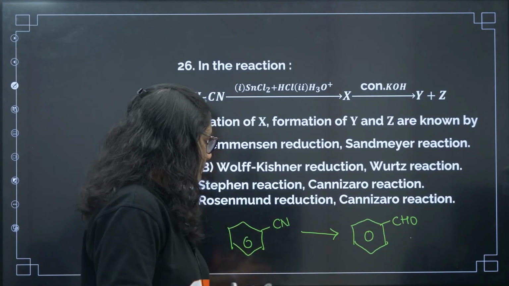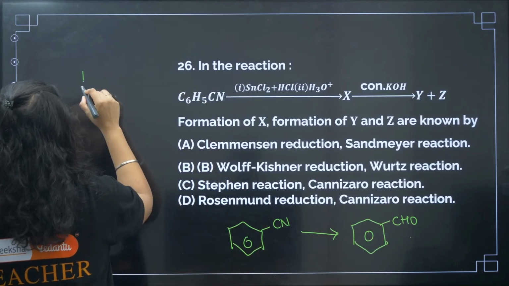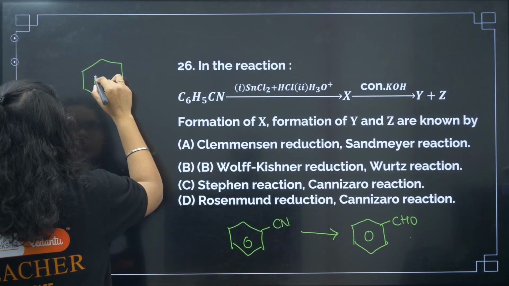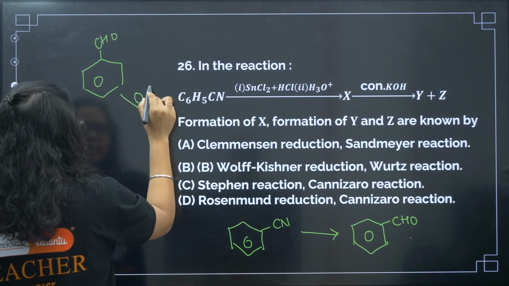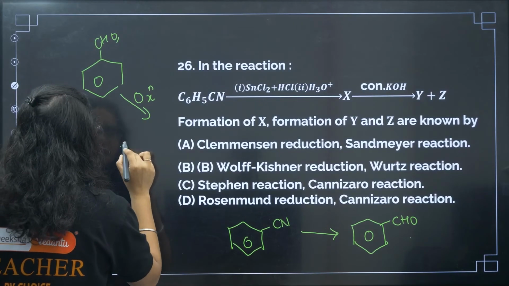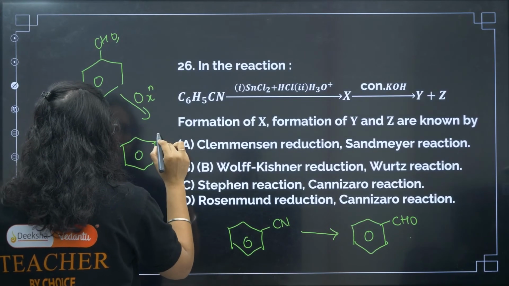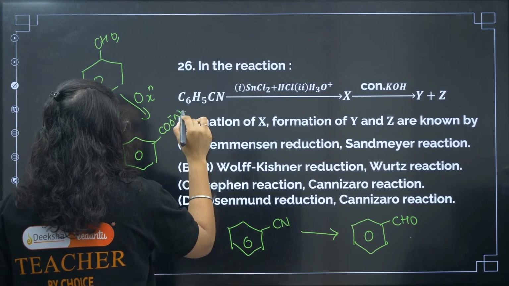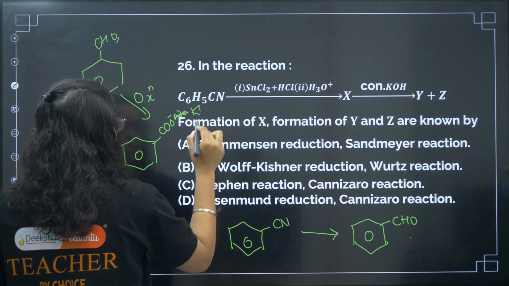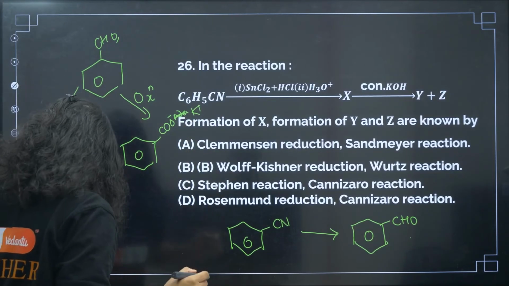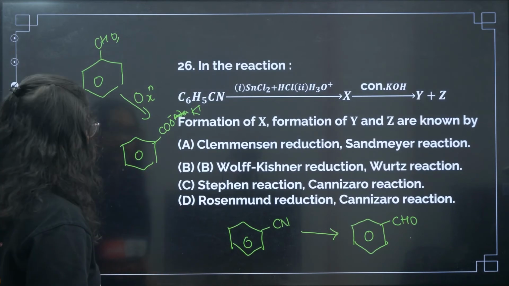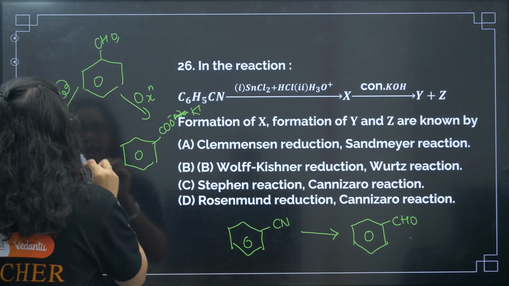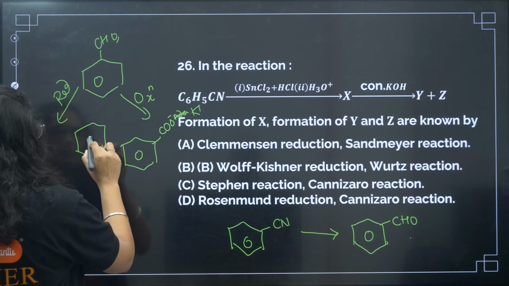So if this compound, that is benzaldehyde, undergoes, so I'll write like this, benzaldehyde undergoes oxidation, okay, so this group will be converted to acid, so we'll get COO-K+, okay. And if it is undergoing reduction, then it will convert to alcohol, so I'll get this compound.